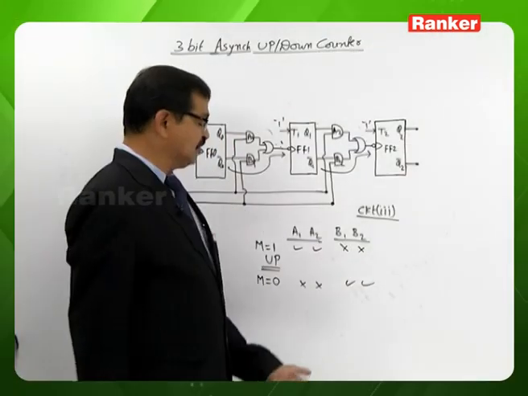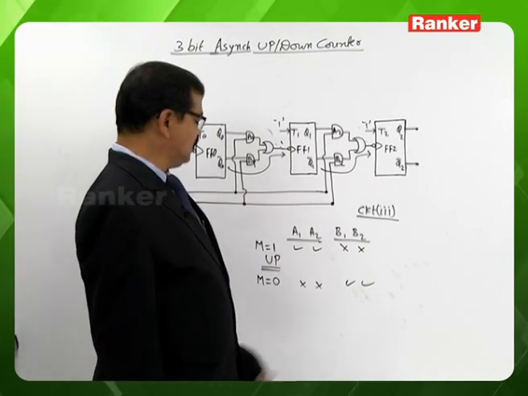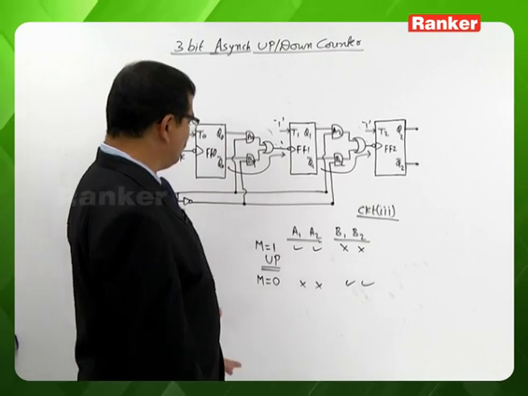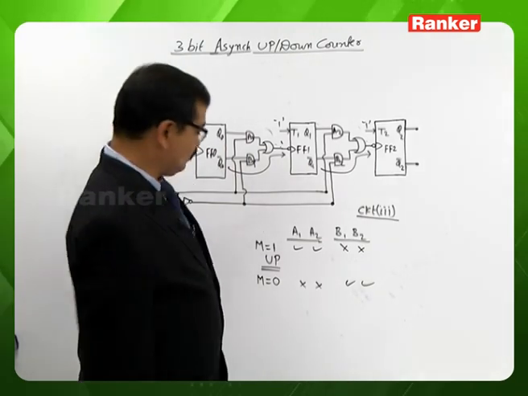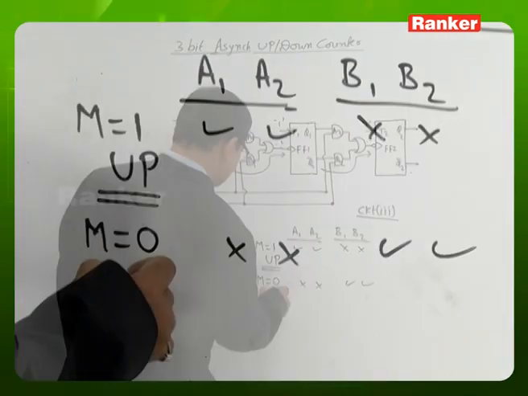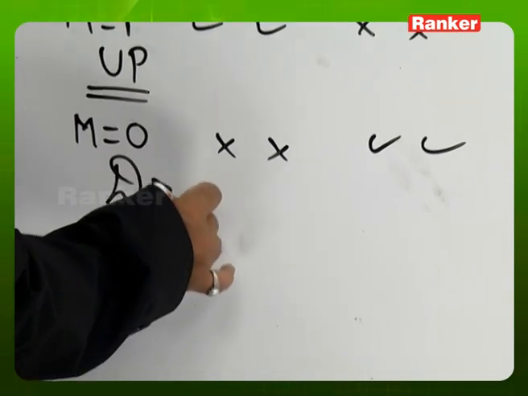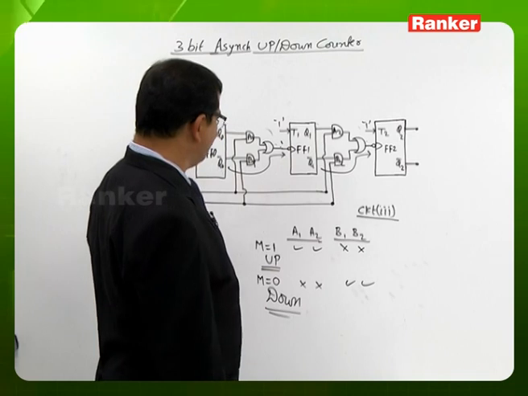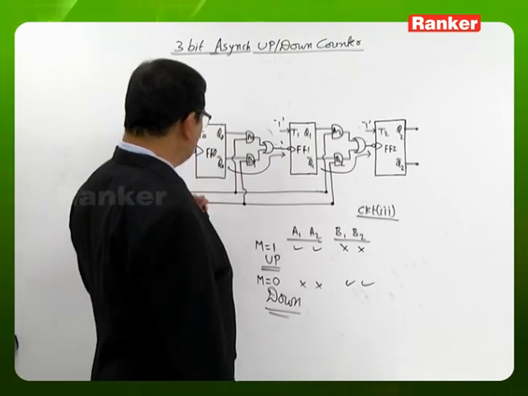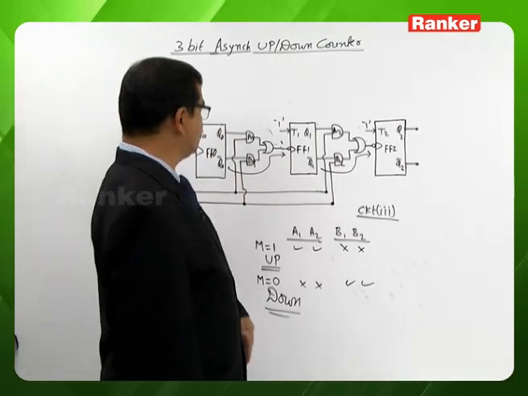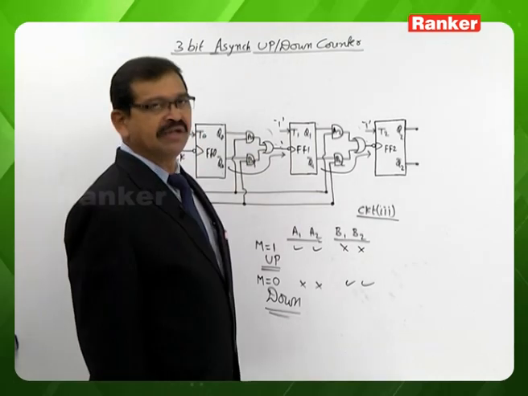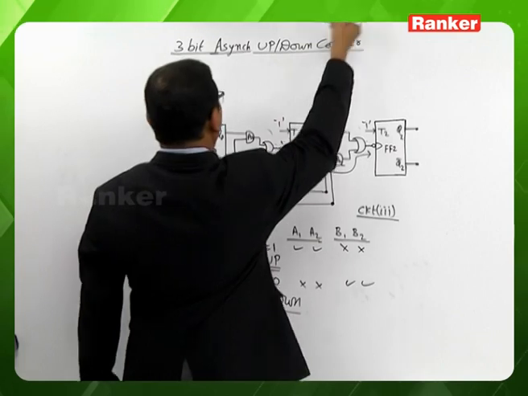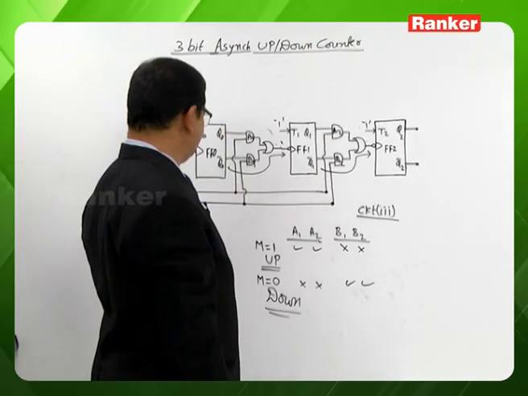We know at this point that circuit 3 equals circuit 2, and circuit 2 was a down counter. So with M equal to 0, the circuit operation becomes a down counter. Based on the M value, the circuit has an up sequence as well as a down sequence. Based on this, we name it a 3-bit up-down ripple counter, or up-down asynchronous counter.